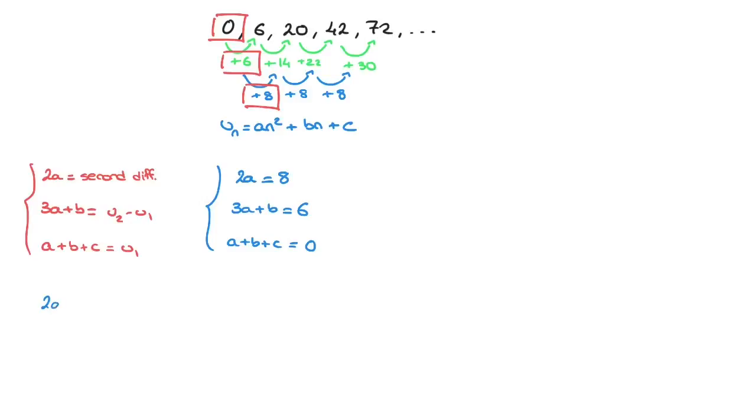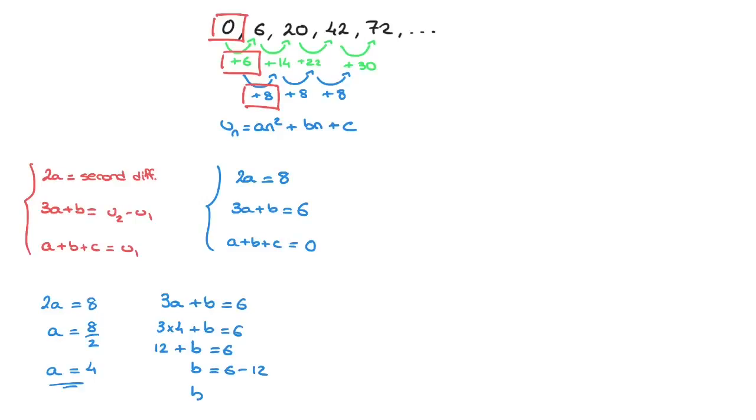Now that we have our three equations, we solve them starting with the top one. So we have 2a equals 8, which leads to a equals 8 over 2. So finally, a is equal to 4. Now that we know a, we move on to the second equation, which is 3a plus b equals 6. Since a is equal to 4, this is 3 times 4 plus b equals 6. That's 12 plus b equals 6. And so b equals 6 minus 12. And finally, b is equal to negative 6.